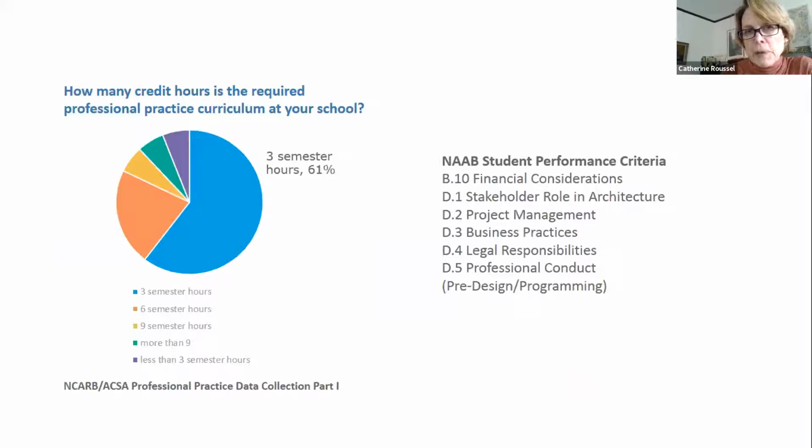Just by way of a little background, most of us, or 61% of schools, have 3 semester hours to teach all of this material, and that can be really challenging. These are the old student performance criteria, but those are the ones I had when I taught the MArch program. I found it very challenging to find the right activities to address all of those effectively.